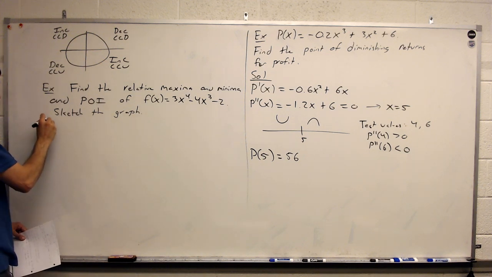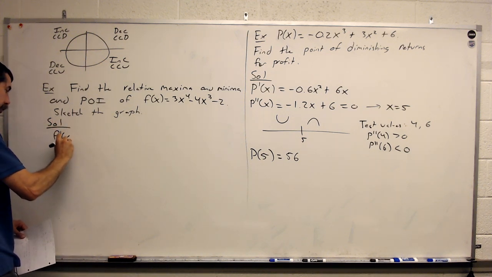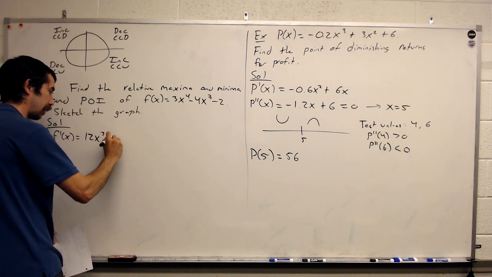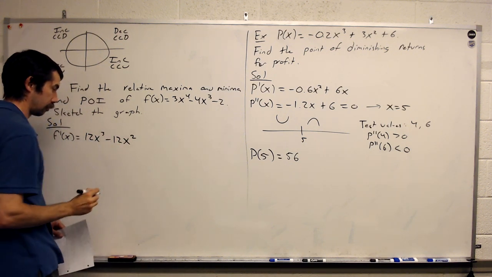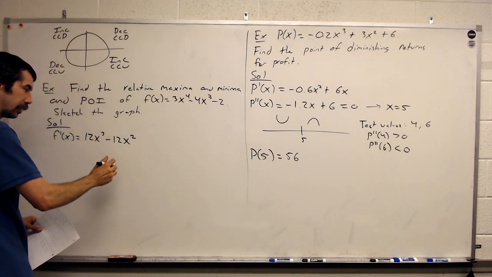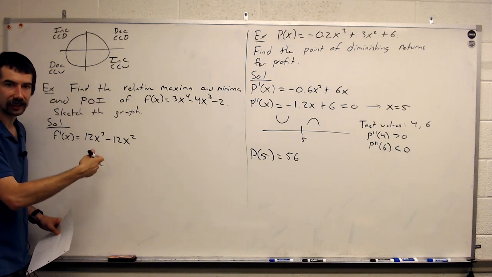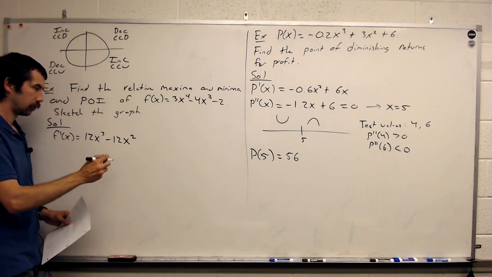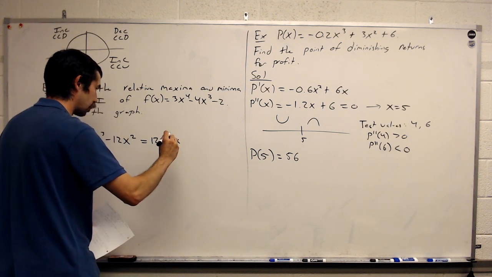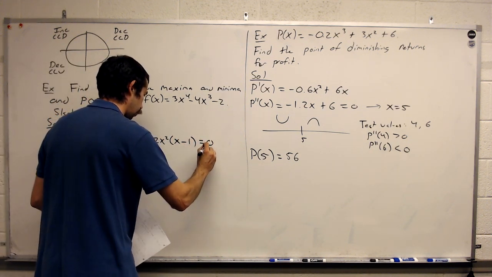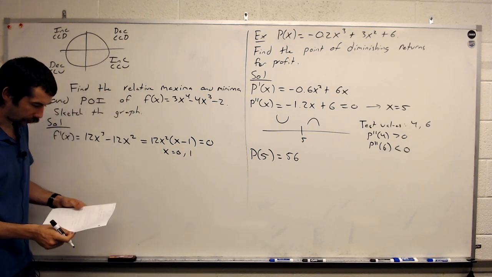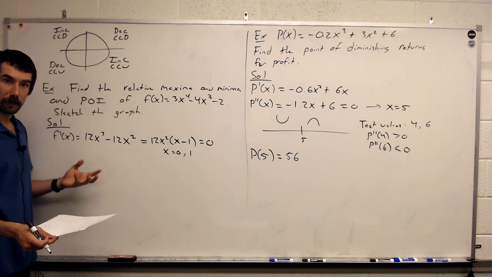All right, so we need two derivatives. F prime of x is 12x to the third minus 12x squared. Okay, we want to figure out when this is 0 or undefined. It's never undefined in this example. There's no denominator. All right, this factors to 12x squared times x minus 1. So this gives us x equals 0 or 1. These are the candidates for where a max or a min could occur.